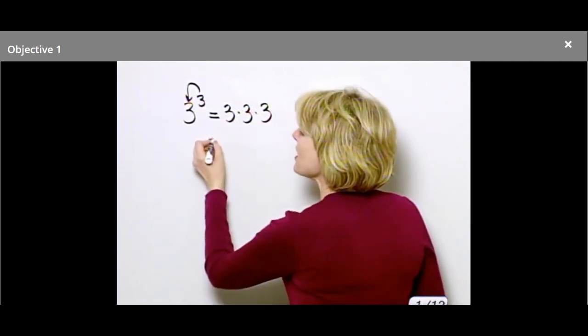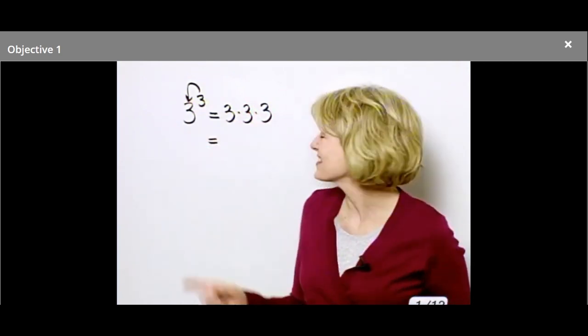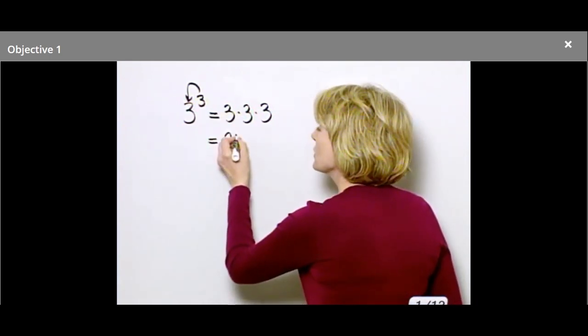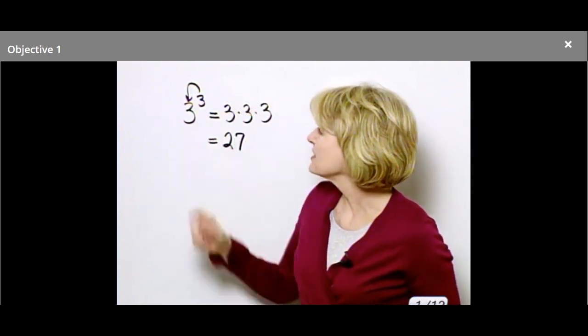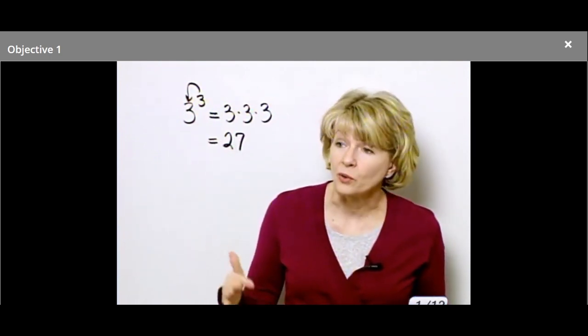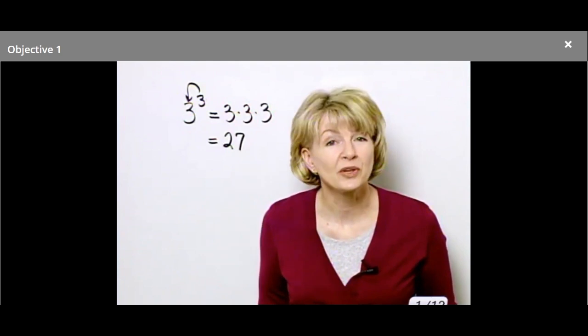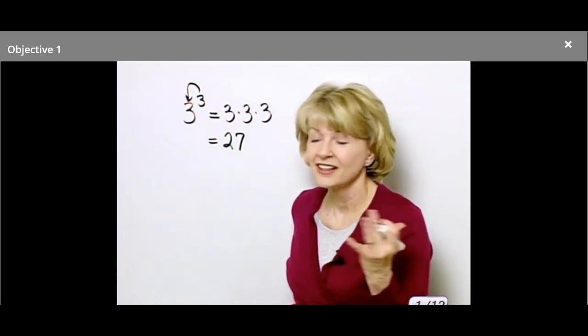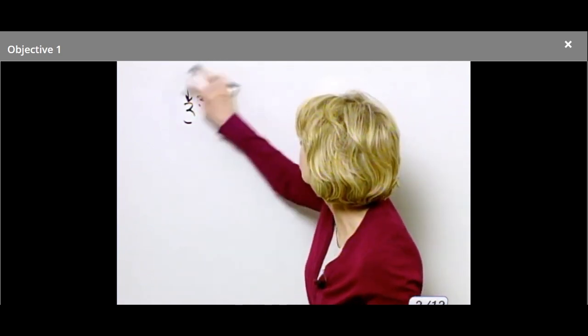So let's now evaluate or find the value of this. 3 times 3 is 9. 9 times 3 is 27. So we can read this as 3 to the 3rd power or 3 cubed. 3 cubed equals 27. Let's practice this again.